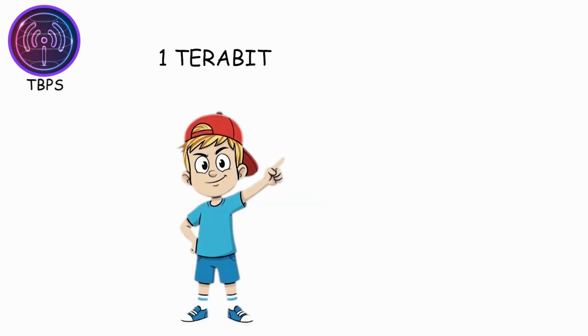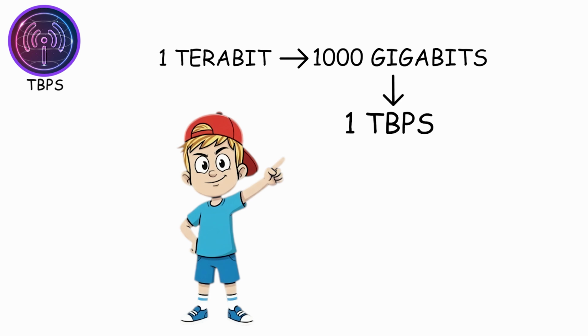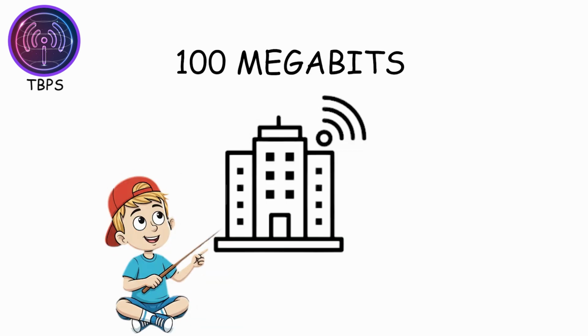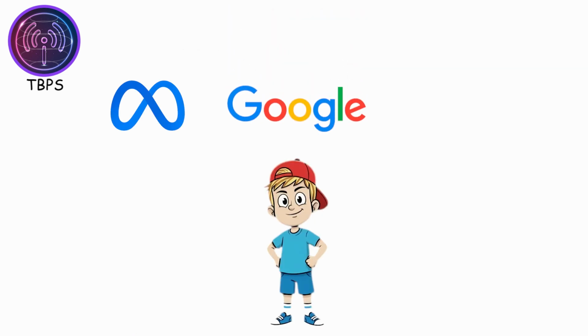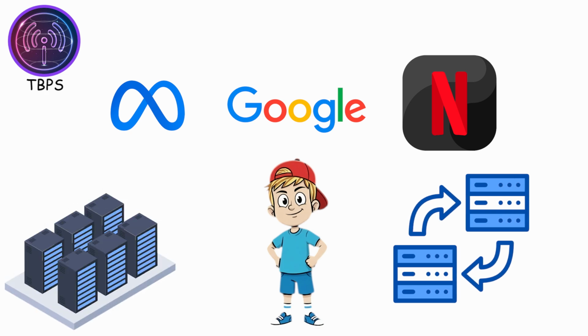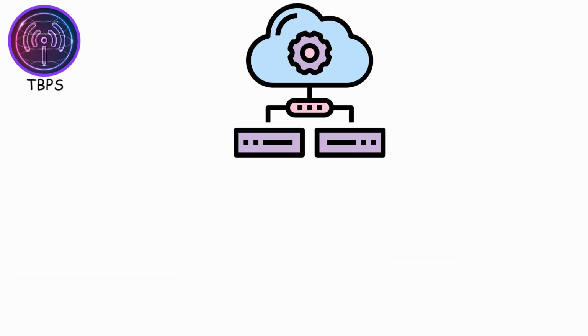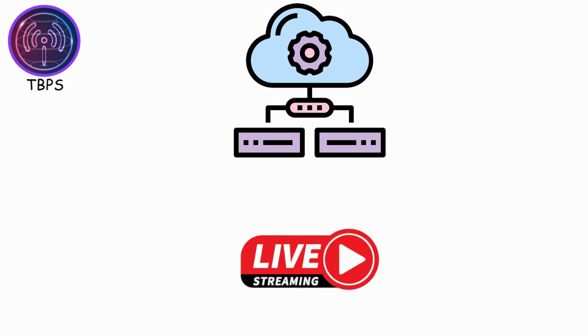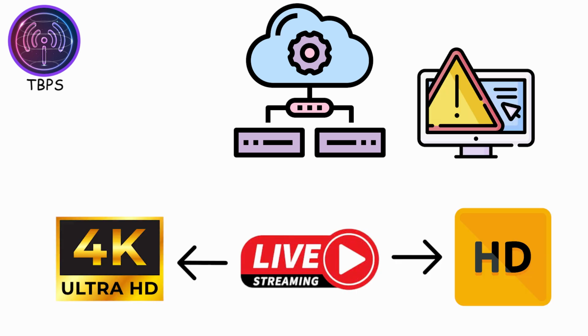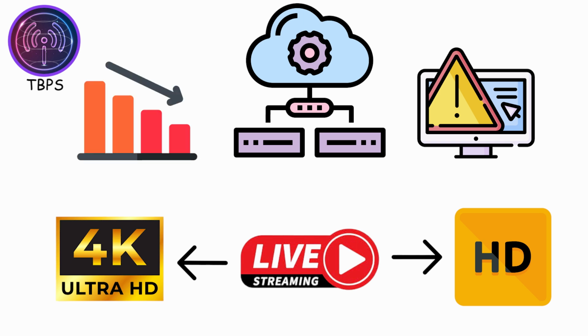1 terabit equals 1,000 gigabits, or expressed differently, 1 trillion bits per second. While residential connections might deliver 100 megabits or perhaps 1 gigabit per second, technology giants like Google, Meta, and Netflix move data between their server farms at multi-terabit speeds. This infrastructure enables them to stream millions of simultaneous HD and 4K videos without system failures or performance degradation.